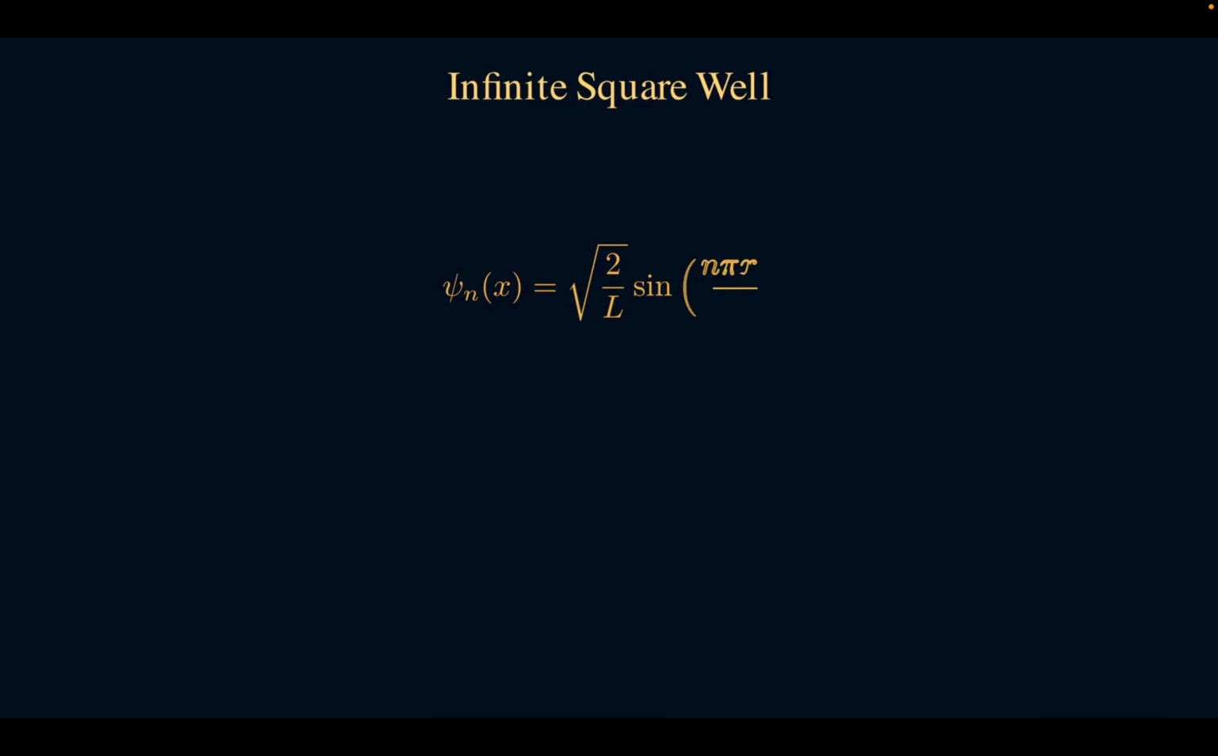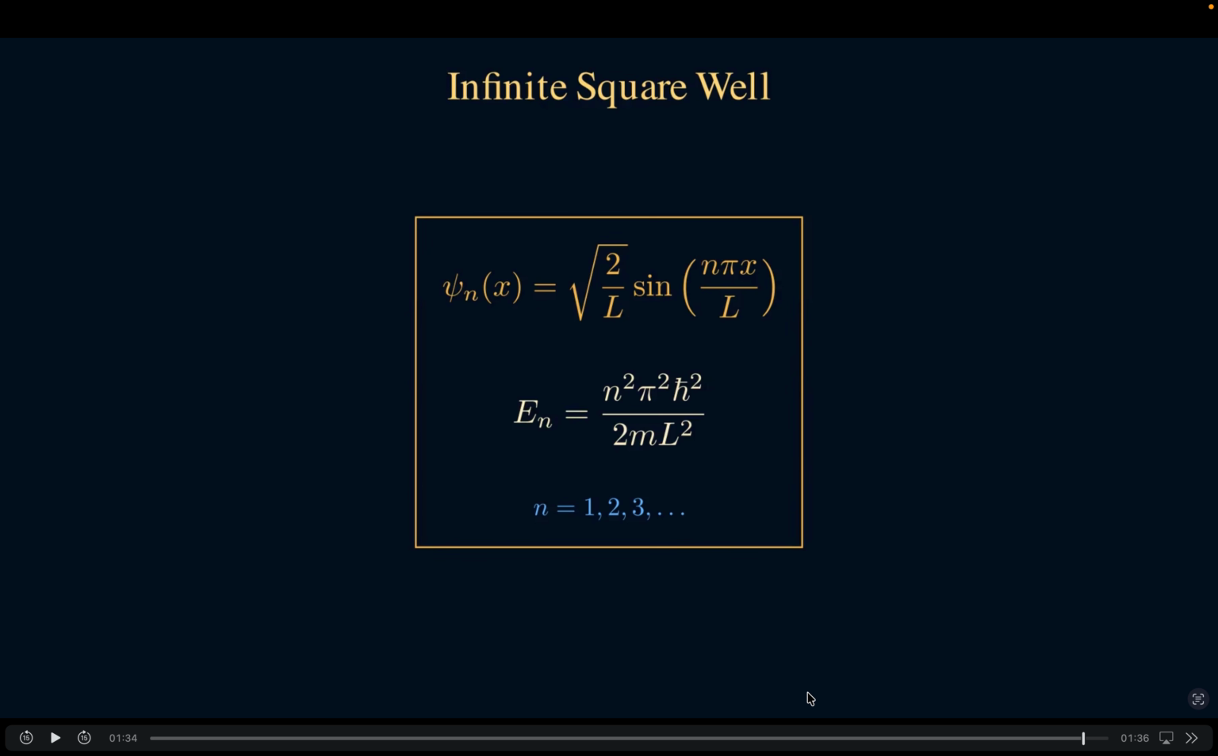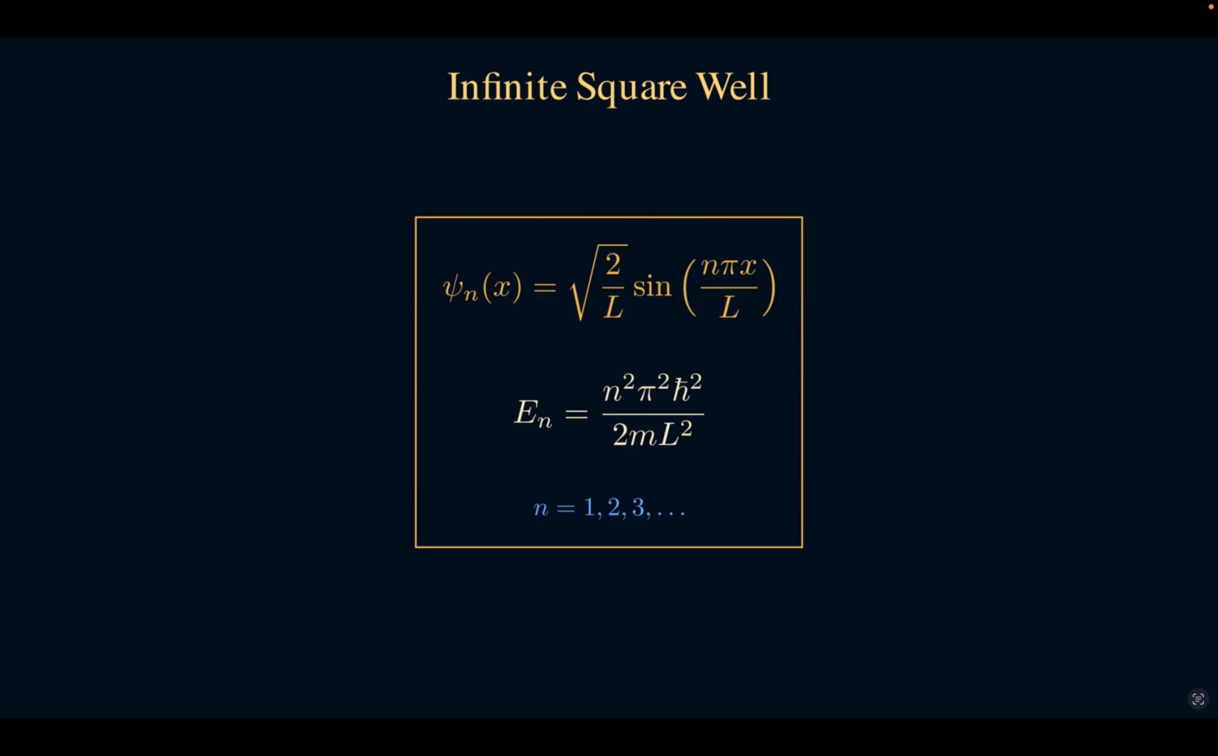So therefore for the infinite square well, psi_n of x is equal to root 2 over L sine of n pi x over L, and E_n is n squared pi squared h bar squared over 2m L squared, which shows us that energy is quantized, and that's where the word quantum comes from, because energy is quantized in quantum mechanics. And that is the easiest form in which we can represent the solution for the infinite square well.